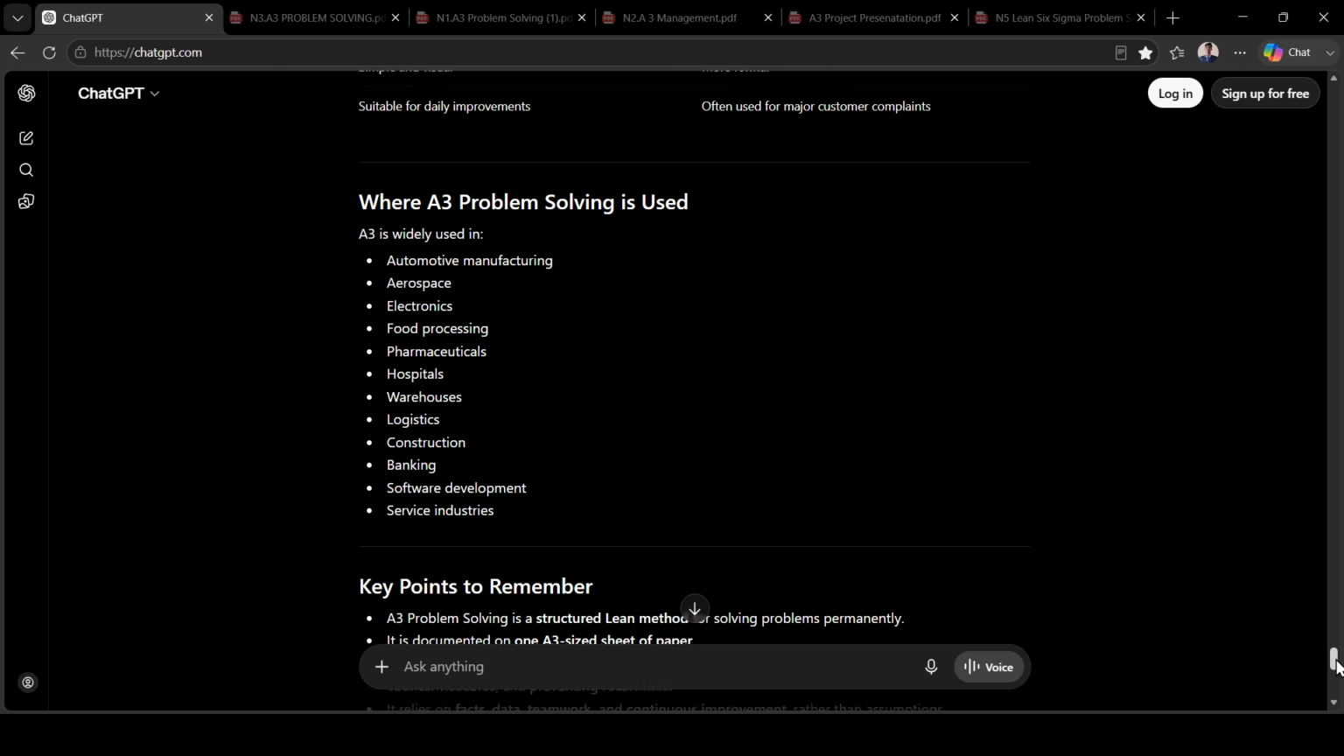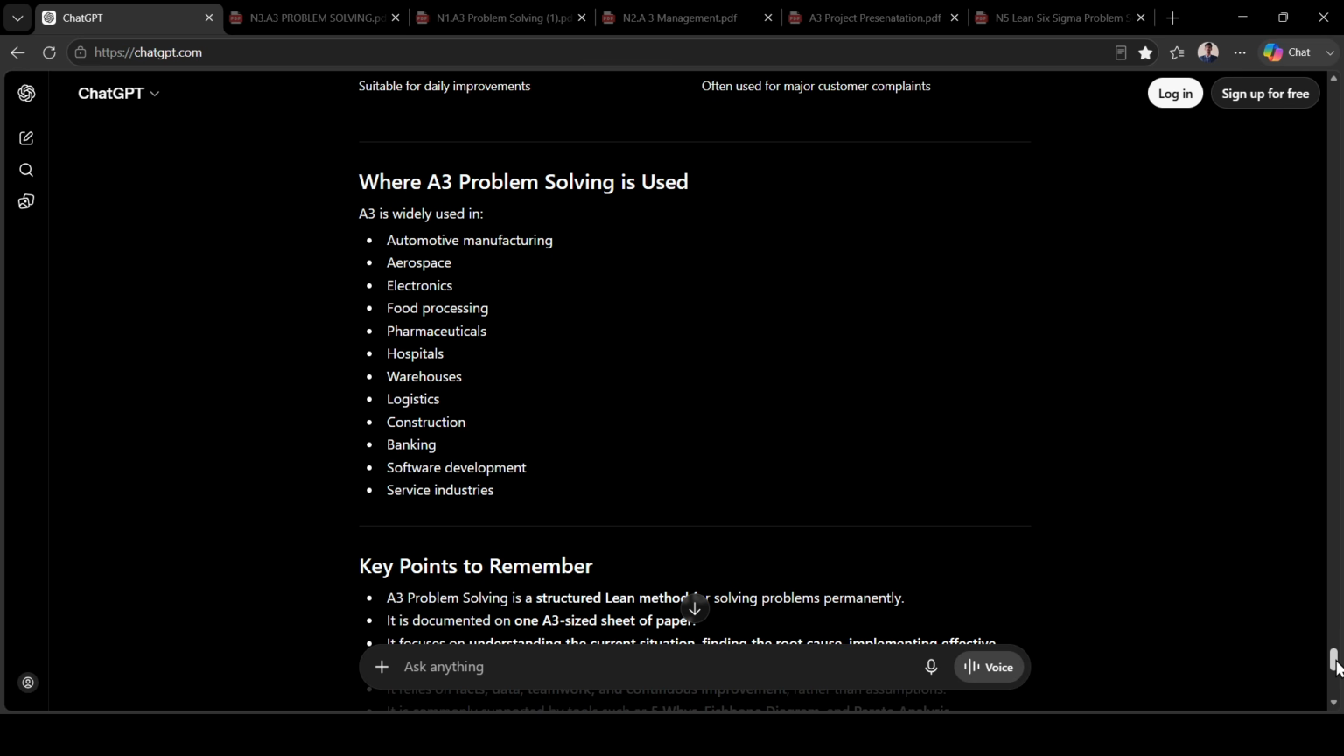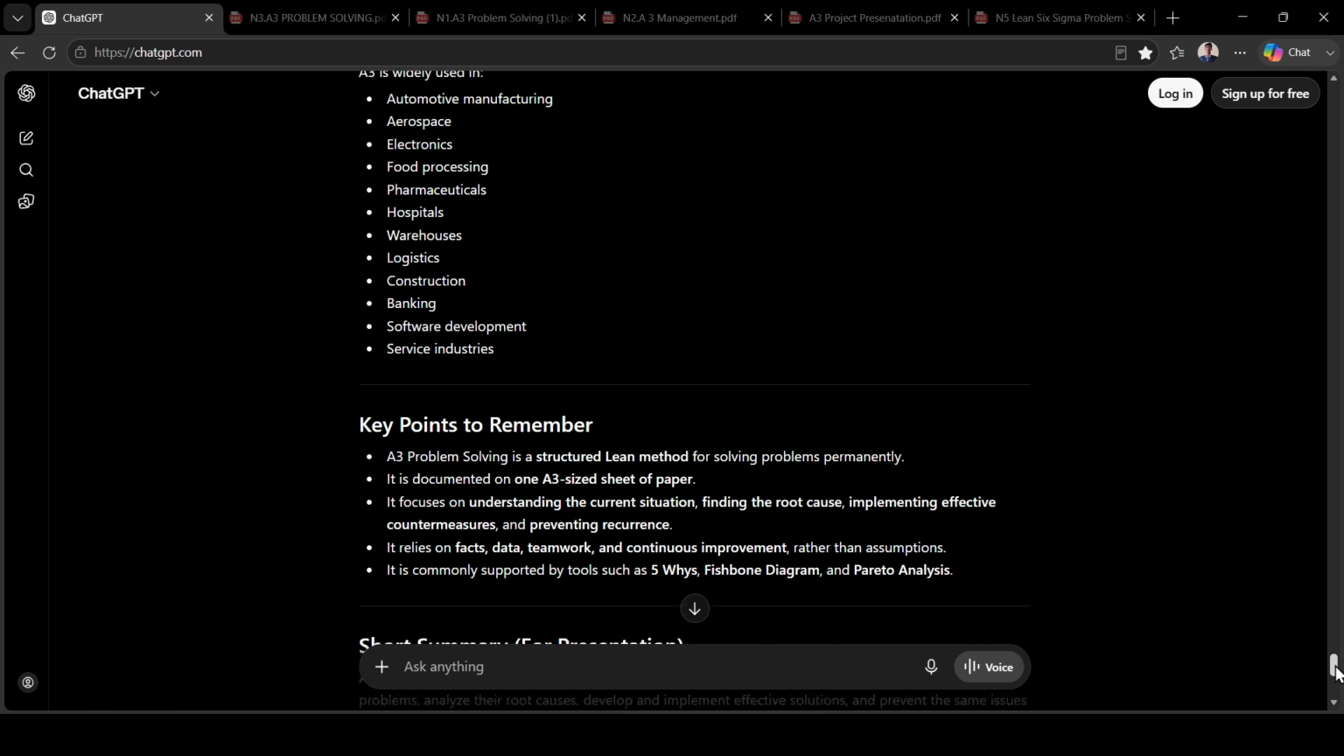Where is A3 problem solving used? A3 is widely used in the automotive industry, aerospace, electronics, food processing, pharmaceutical, hospitals, warehouses, logistics, construction, baking, software development, and the service industry.